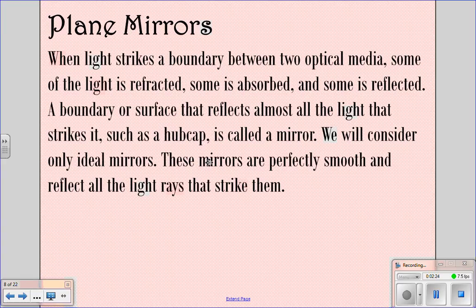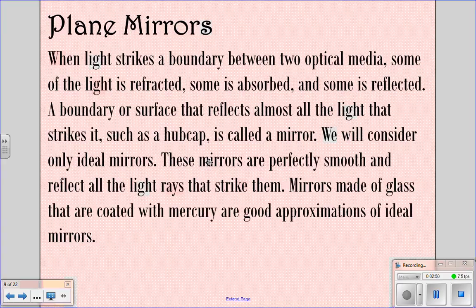We only consider ideal mirrors, and so those are mirrors that are perfectly smooth and reflect all of the light rays that strike them. Now in real life, we may not have ideal mirrors. We may have mirrors that reflect most of the light rays that strike them, but we are only going to consider ideal ones that reflect every bit of the light that hits them. And then they're also going to be perfectly smooth. Mirrors made of glass that are coated with mercury are good approximations of ideal mirrors. So that is an example of an ideal mirror.